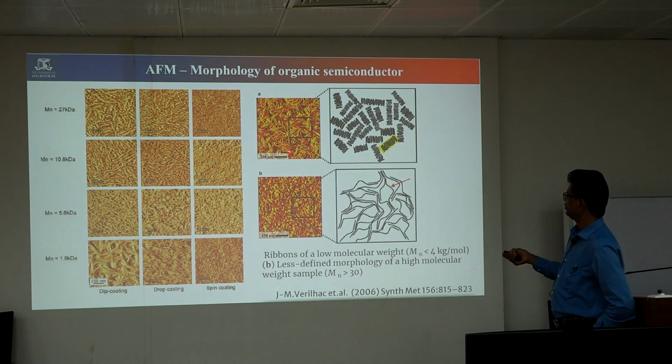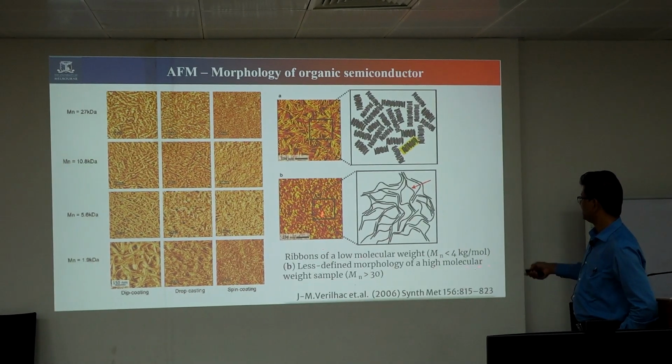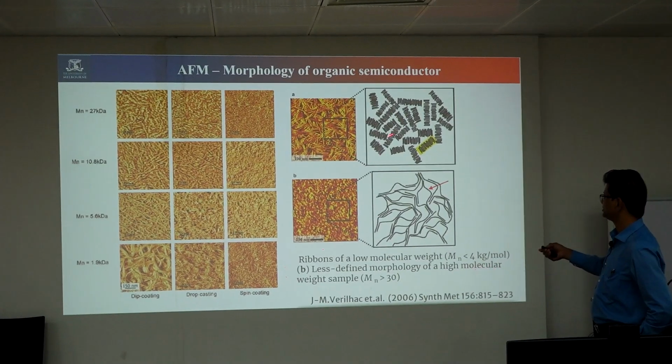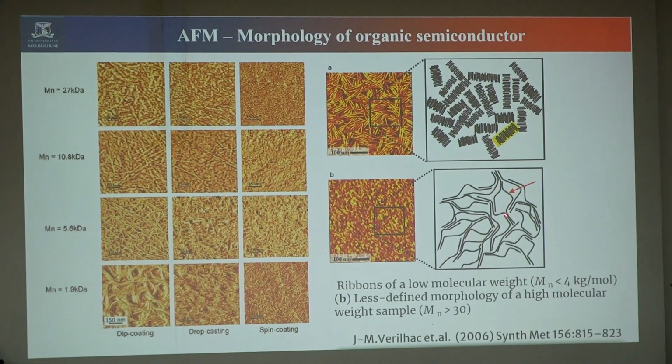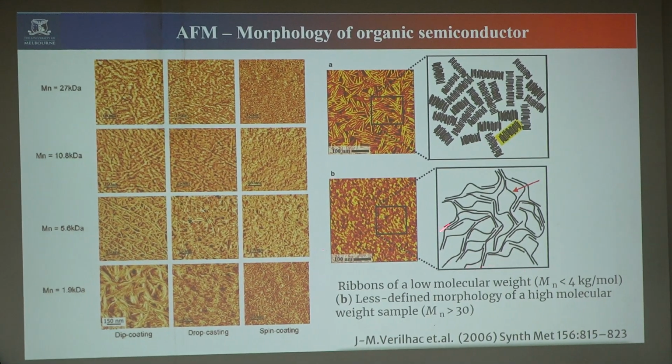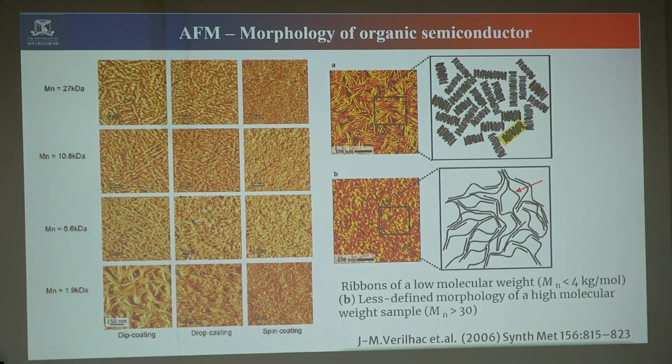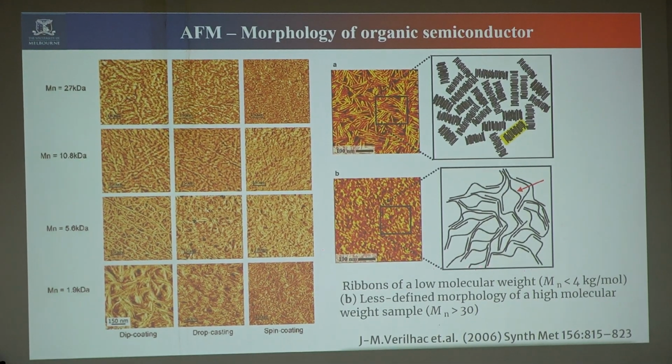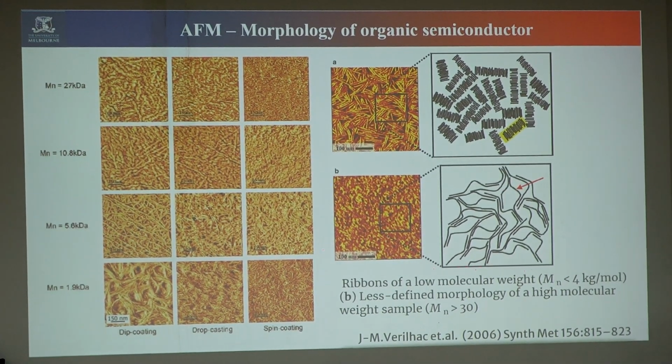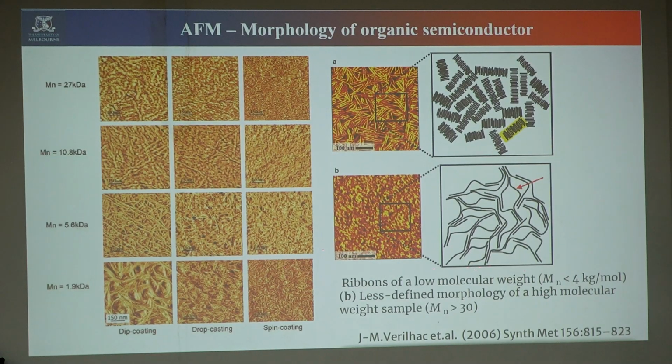You can see that at low molecular weight, we are getting a very ribbon-type arrangement, very nice arrangements. But when you have high molecular weight, we almost lose this type of regular arrangement. We are getting a zigzag arrangement of these fibers. So all this information we can get. This is from the surface, whereas in GIWAXS we are getting the bulk information.